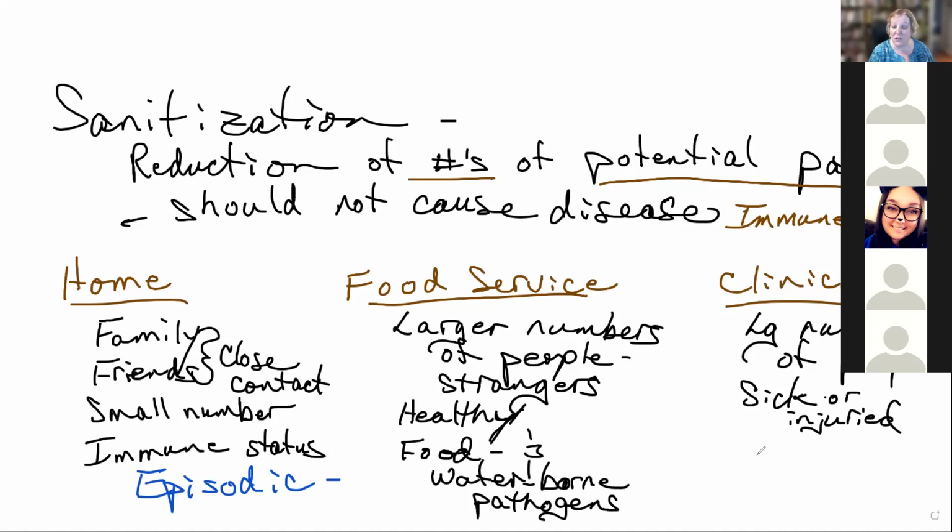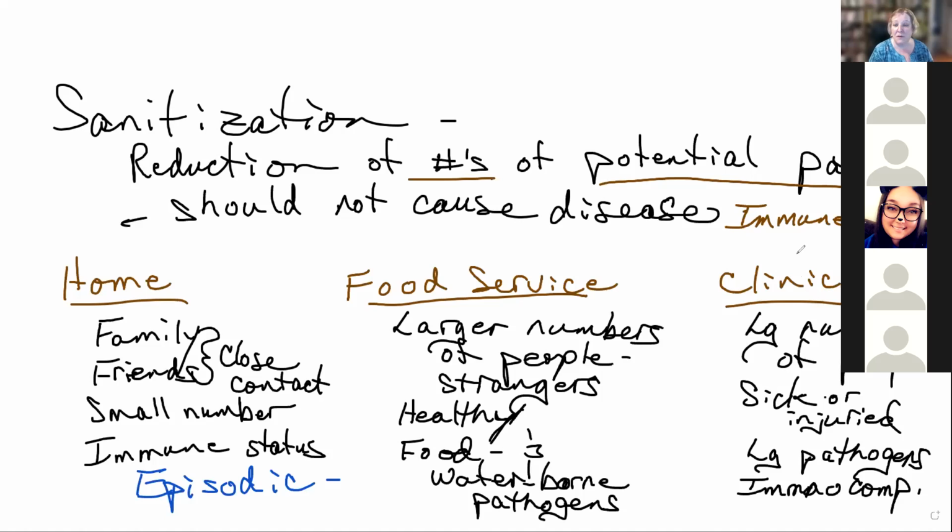So we're talking folks who are bringing in large numbers of pathogens, all sorts of different kinds of pathogens, and we have large numbers of potentially immunocompromised people. Because they're sick. When you're injured, that slows down your immune system because it's busy trying to heal your injury. So what sanitization means in the clinical environment is different than in food service, than in home.